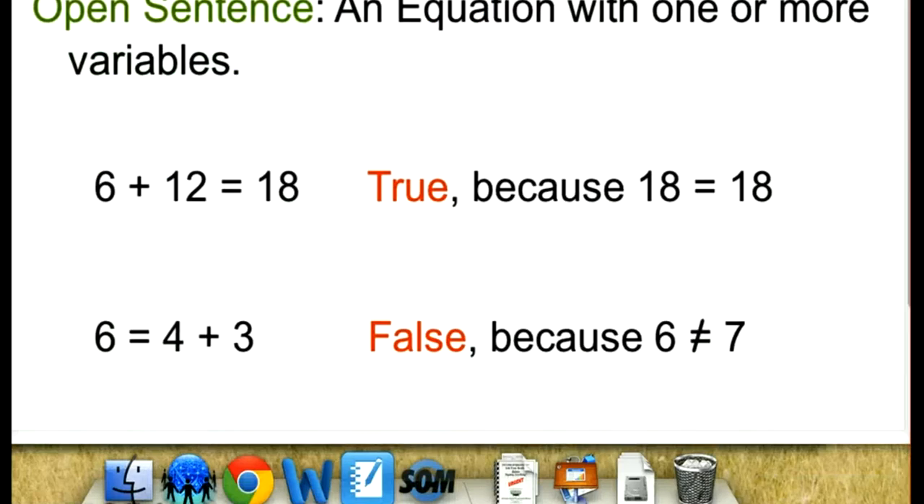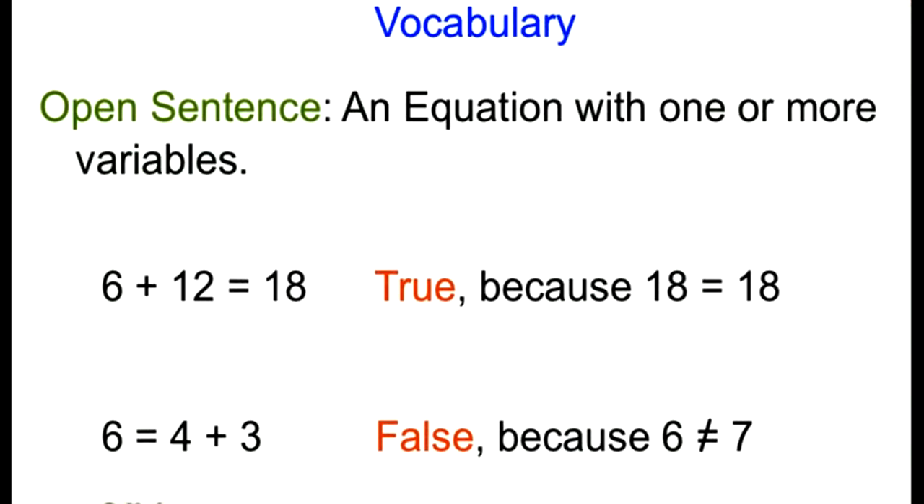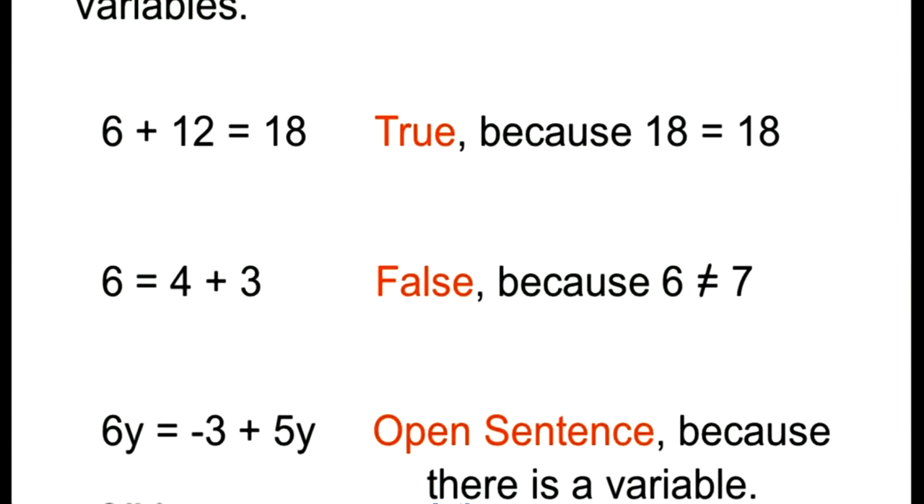The last one, however, is an open sentence because there are variables. We don't know if it's true or false. That's what makes it an open sentence. When I cannot definitely tell you that it's true or false, it is an open sentence.